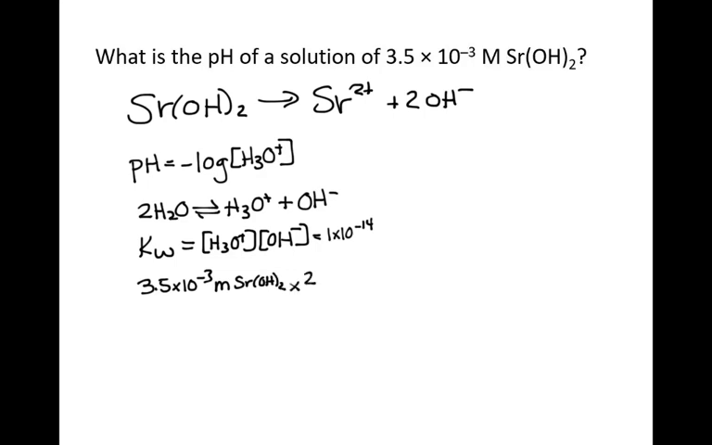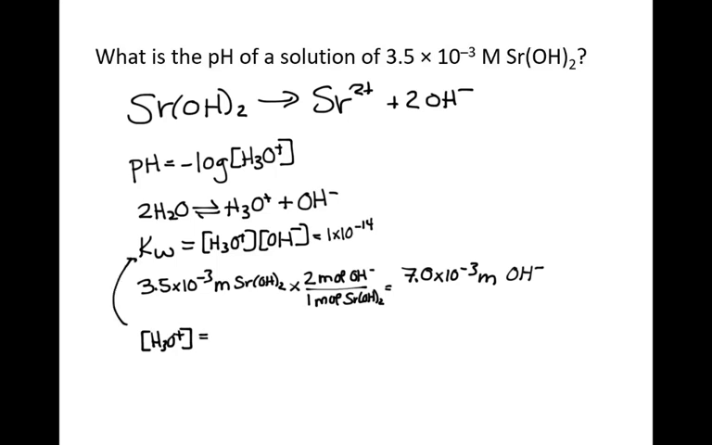We see here that in our stoichiometry there are 2 moles of OH minus for every 1 mole of strontium hydroxide. So that means that our concentration of hydroxide in this solution will be 7.0 times 10 to the minus third molar. And we can use stoichiometry here because we know that strontium hydroxide is one of our strong bases. Okay, so now we know the OH minus concentration. We need to solve for the H3O plus concentration, which if we rearrange the Kw formula is going to be Kw divided by OH minus.